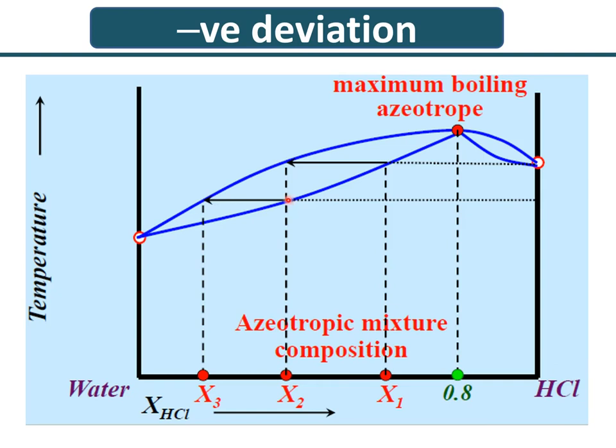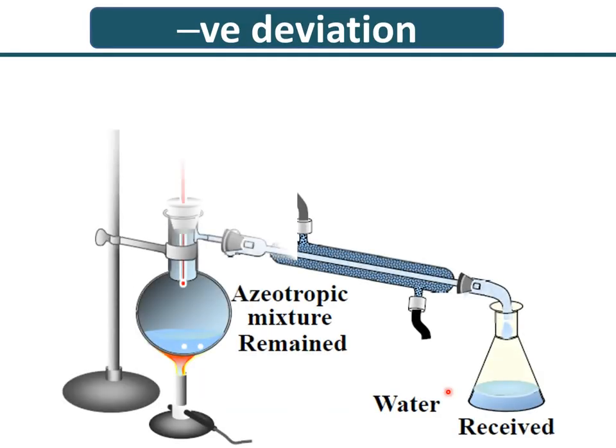Now, if you heat up the solution having the composition of X2, it will boil at that point, and the vapor will have the composition of X3. If you continue more and more, eventually you will separate water in the receiving flask, but the solution in the distilling flask will not be pure HCl. It will basically have the composition of the azeotrope, the mixture having a composition of HCl as 0.8 mole fraction. So this is the solution that will remain in the distilling flask.